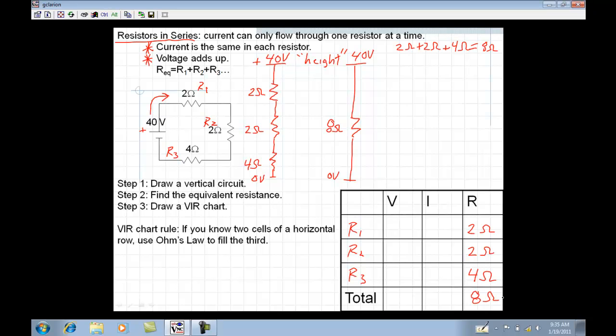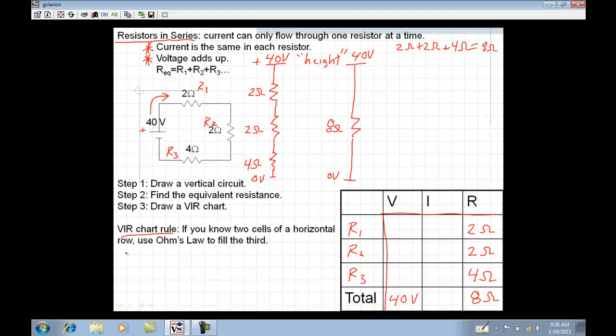All right. Now let's look at some other things. What about the total voltage? Do we know the total voltage? Yeah, it's 40 volts. Okay, so here's our rule. Our rule for the VIR chart is this. If you know 2 cells of a horizontal row, you use Ohm's law to find the third. So is there any horizontal row that I know 2 of the 3 cells? And when I mean the 3, I mean these 3 here. Any 3 in that box right there. Which one can I fill out? The total current right there.